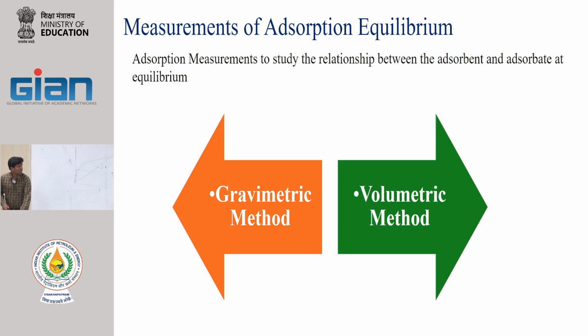We talked about different adsorption isotherms and different models, but how do we actually measure it experimentally? What is the procedure to calculate the adsorption isotherms? How will we actually measure it? There are several methods available, but most likely we follow these two methods. One is the volumetric method, and one is the gravimetric method.